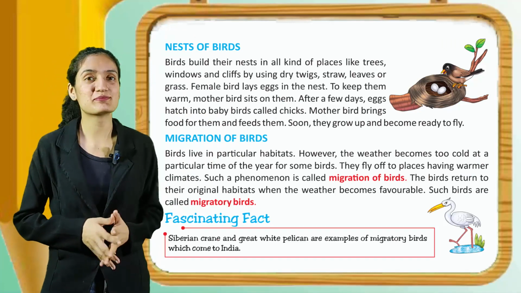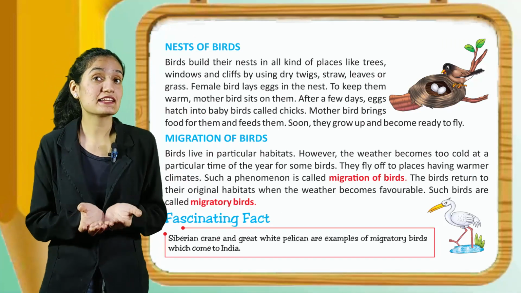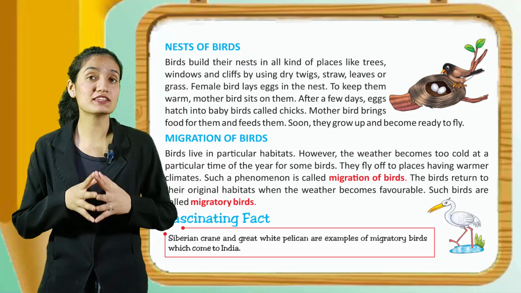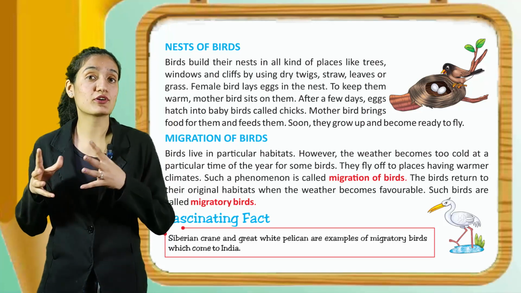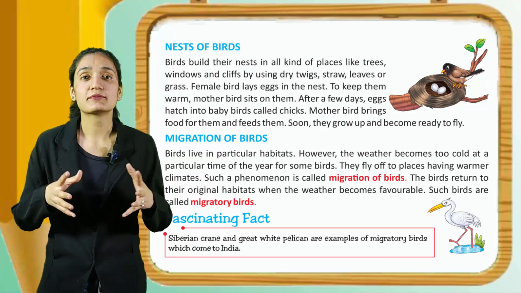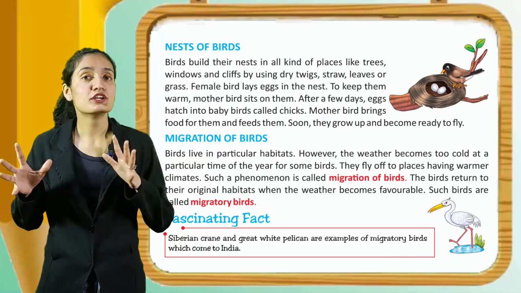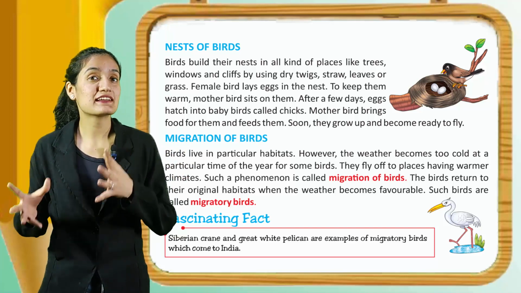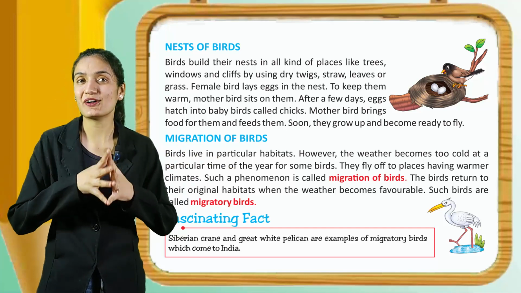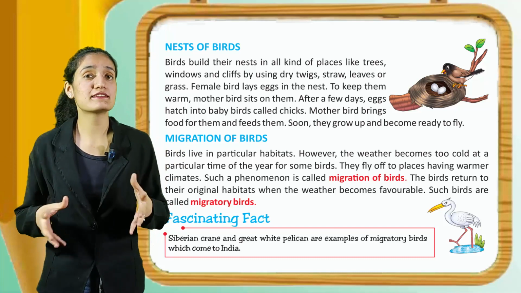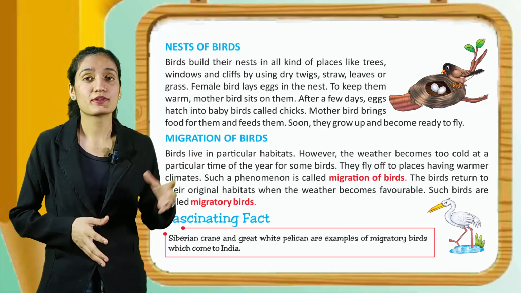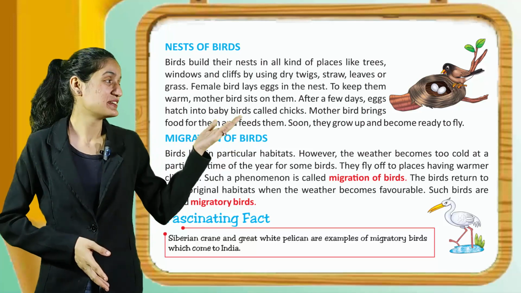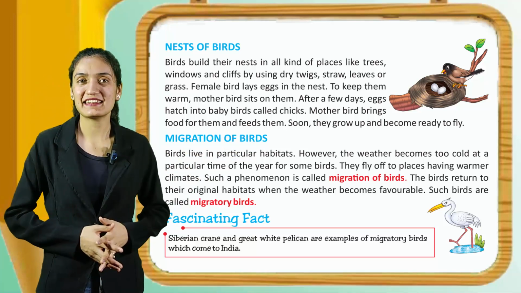Now, nest of birds. Birds build their nest in all kinds of places like trees, windows and cliffs by using dry twigs, straws, leaves or grass. Female birds lay eggs in the nest. To keep them warm, mother bird sits on them. After a few days, eggs hatch into baby birds called chicks. Mother bird brings food for them and feeds them. Soon, they grow up and become ready to fly. You can see the eggs in the nest.